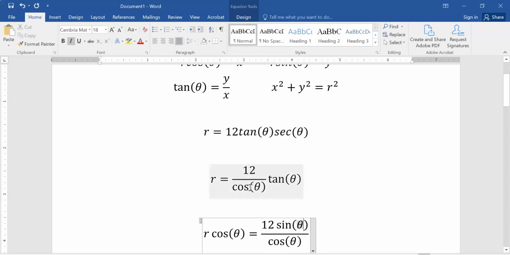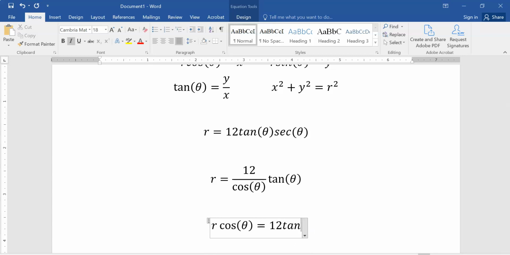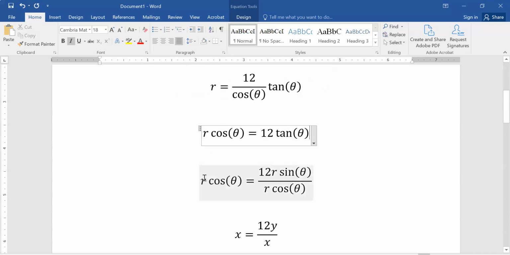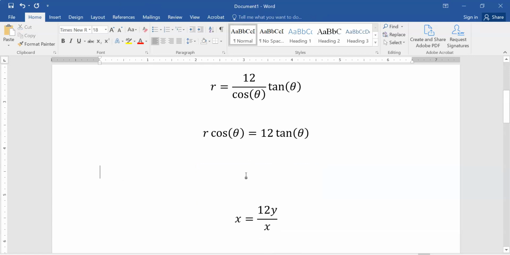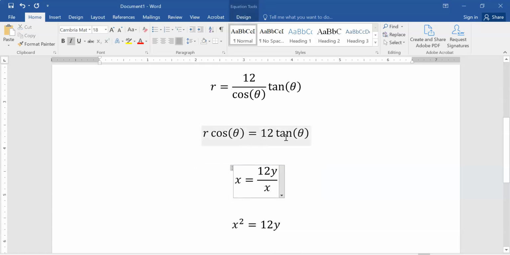Then when I multiplied both sides by cosine, I'd get r cosine theta is equal to 12 tangent theta. And r cosine theta, we could have replaced with an x. 12 tangent theta, we could have replaced with 12 times y over x. So we could have gotten that in a few fewer steps if we notice the tangent theta can be replaced with y over x.